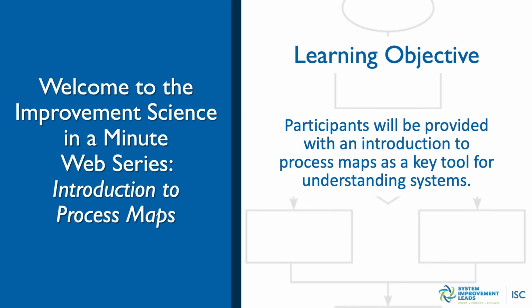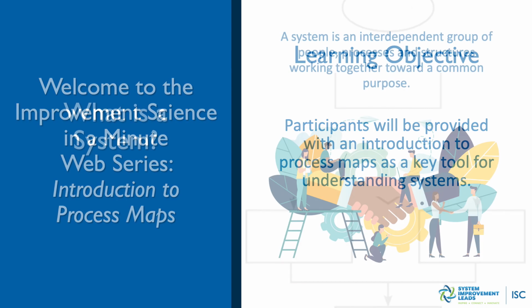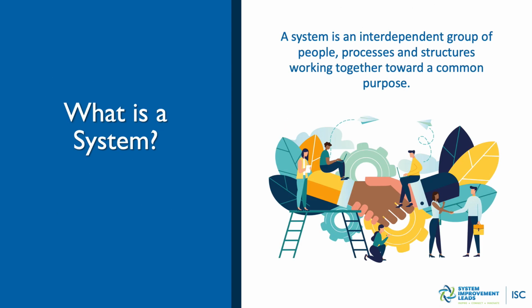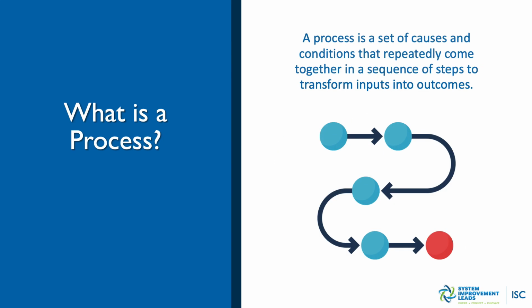In this module, I'll be providing an introduction to process maps as a key tool for understanding our systems. For those of you who are new to improvement, we often conceive of systems as interdependent groups of people, processes, and structures all working together toward a common purpose. Processes typically describe the day-to-day work happening in systems. They are a sequence of steps that come together repeatedly to accomplish some output which contributes to the purpose of the system.